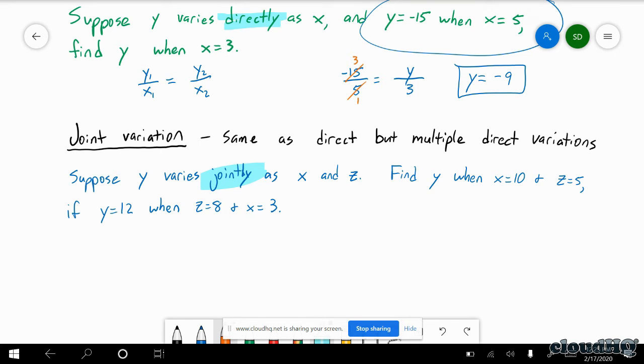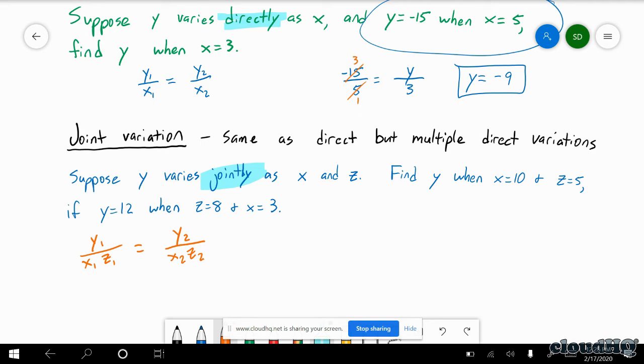We do have 3 variables this time. There's a y, an x, and a z. So they give us the y first. If I set up a proportion, y1 varies jointly, or that's the same as directly. So now I move to the denominator, but I put both x and z down there. So x1 and z1. And that will equal y2 over x2 z2.